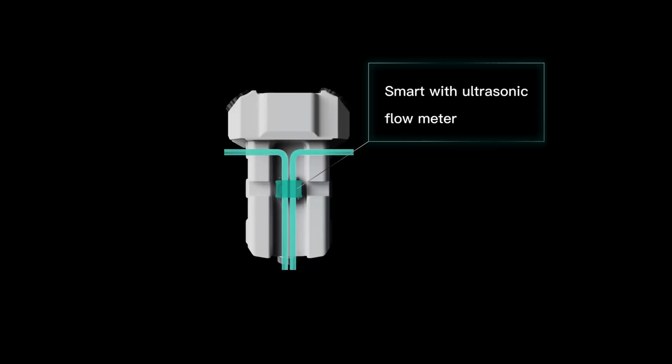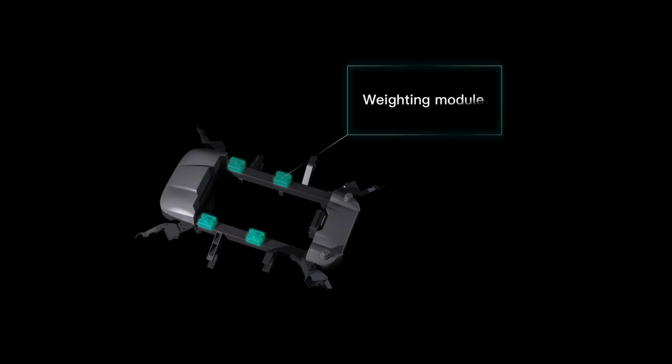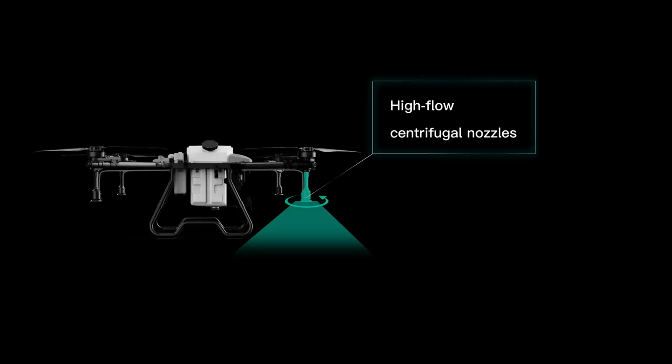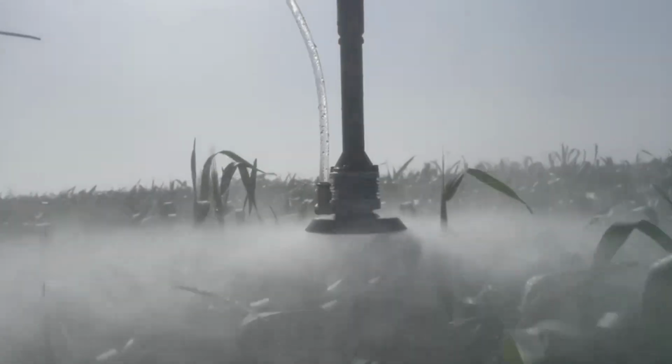The XC series drone also comes with an ultrasonic flow meter for more accurate calculations on spraying and a winging module for timely warnings on spreading. The intelligent centrifugal nozzles provide powerful atomization and fine droplets for crops and fruit trees.